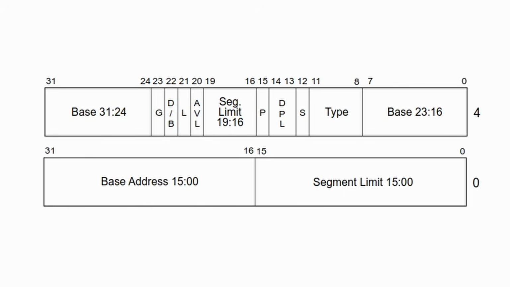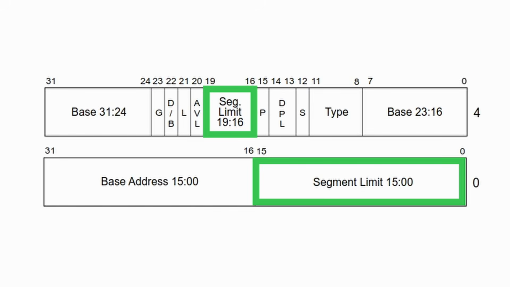Now, the limit is the size of the segment. It's exactly like the bounds, except we now call it limit. And like the base, we cannot put it in one piece into the descriptor. We have to cut it into two pieces and put it here and here. But unlike the base, it has, quote-unquote, a weird size, namely 20 bits. And I say weird because we cannot divide it into bytes. That is, it's not divisible by 8. And that makes our lives, well, a little harder.